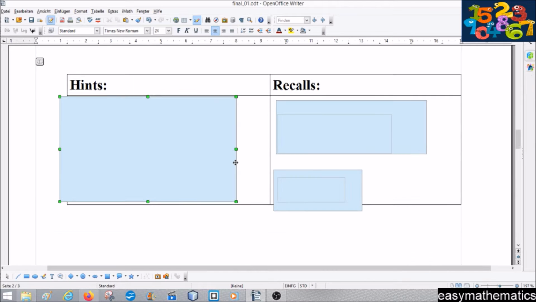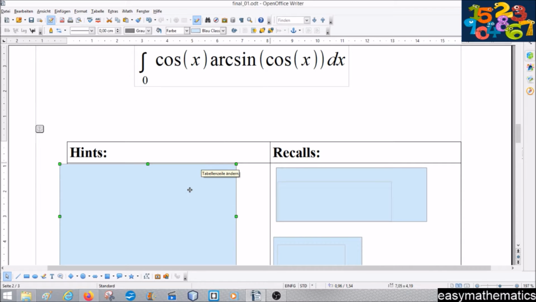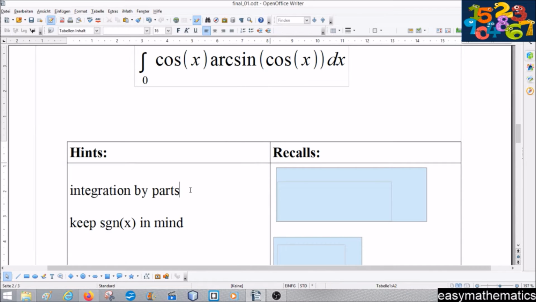And as a hint, if you think about substitution, I do not know if there is a suitable substitution. There is a cosine, so if we substitute a cosine, then it becomes a sine or minus sine, so it would be nicer if this would be cancelled out. So I would not think about the substitution. I would think about integration by parts, and as a second hint, keep the sign function in your mind.